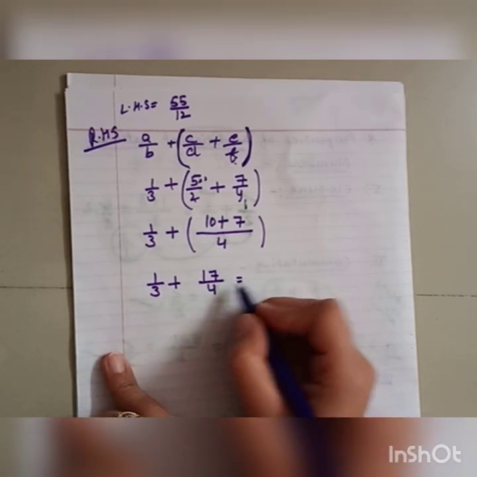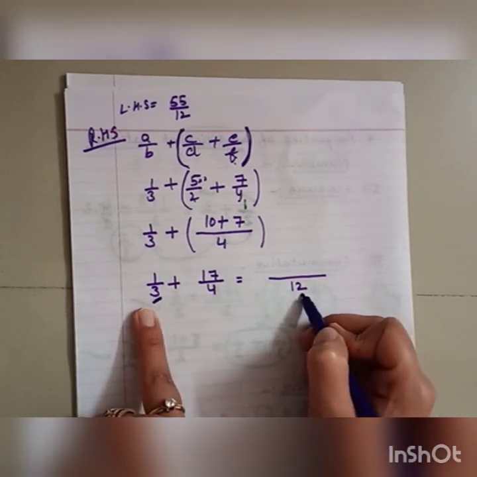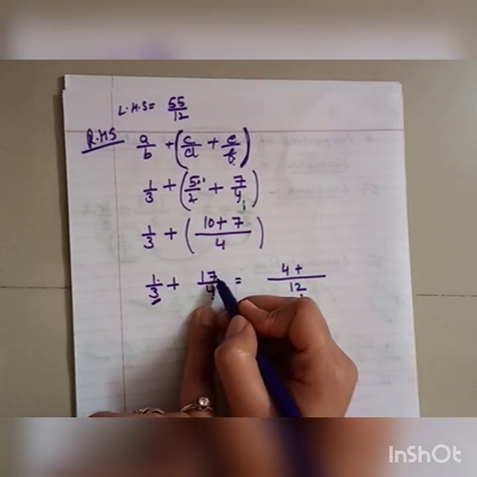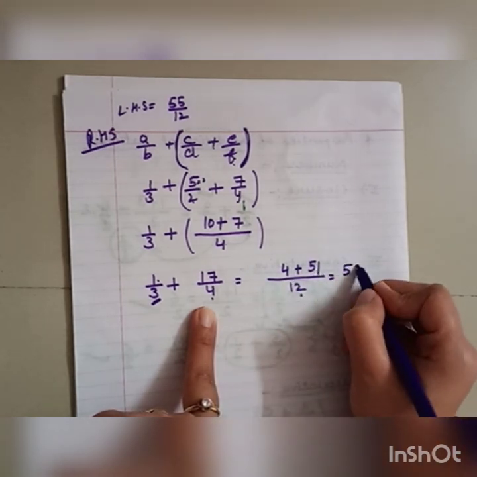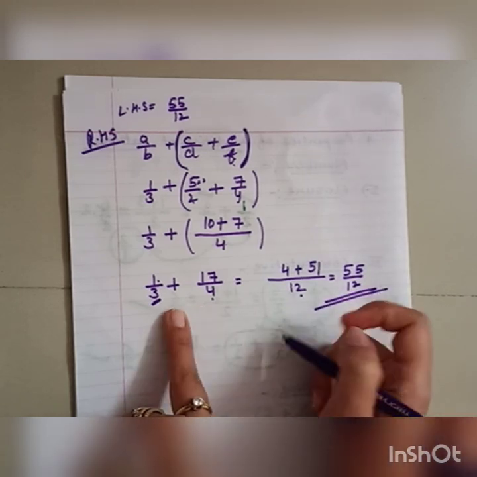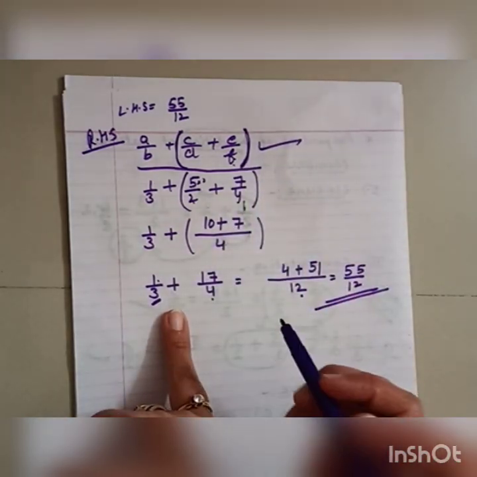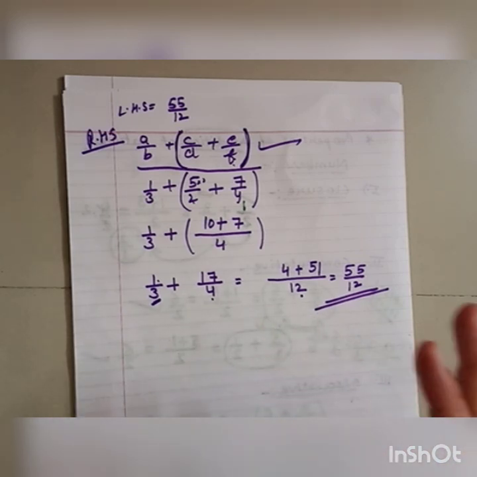Now LCM of 3 and 4 is 12. 4 3s are 12. Now divide. 3 4s are 12. 4 into 1, 4, plus 4 3s are 12, 17 3s are 51. 51 plus 4, 55. 55 by 12. Right hand side also we get this value. So for rational numbers, the associative property is satisfied. Means in the associative property, while adding 3 or more rational numbers, they can be grouped in any order. So the associative property for rational numbers is satisfied.